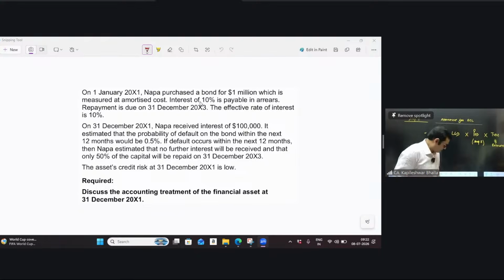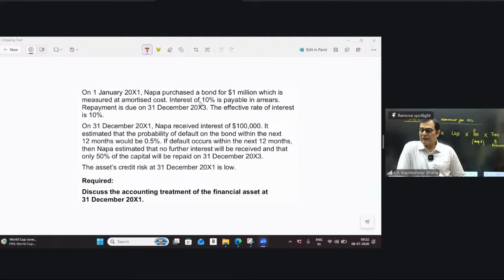So we are given on 1st January X1, Nava purchased a bond of 1 million, which is measured at amortized cost. The interest is 10% payable in arrears, and the repayment is due in December X3. It's a total of 3 years. And the EIR is also 10%. The contracted rate and the effective rate both are at the rate of 10%.